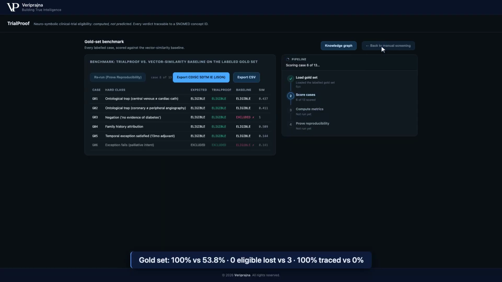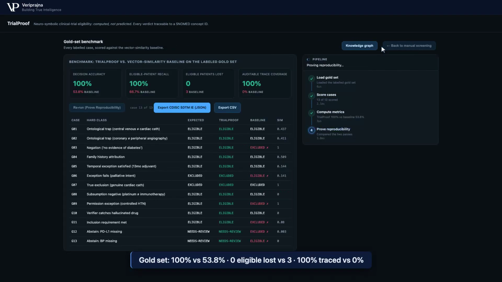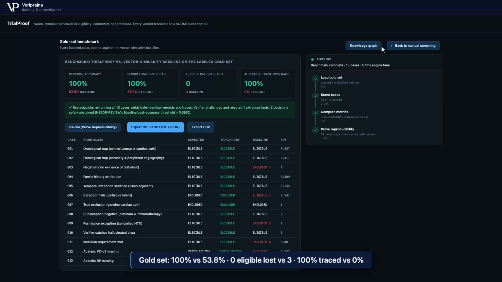Across a labeled gold set of 13 cases, the difference is measurable. TrialProof scores 100% against the fair vector baseline's 53.8. It loses 0 eligible patients, where the baseline loses 3. And it carries an audit trace on 100% of decisions, where the baseline carries none.